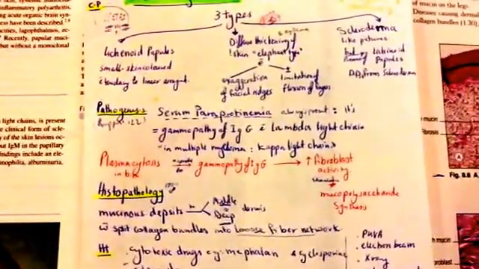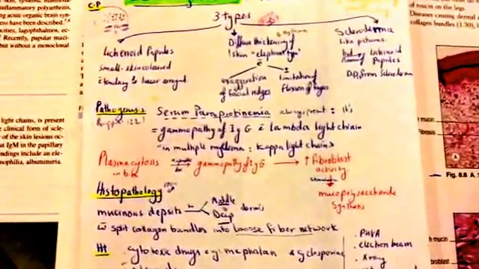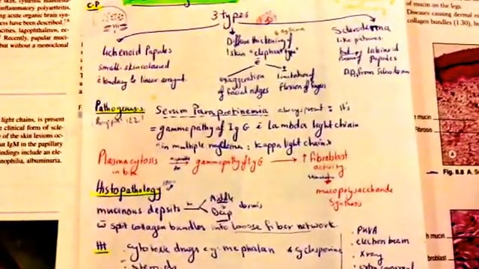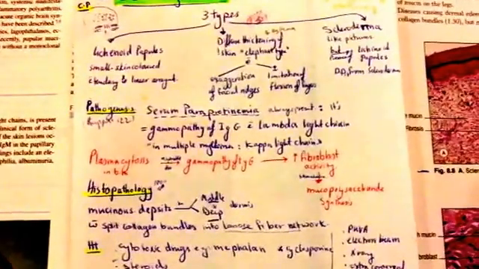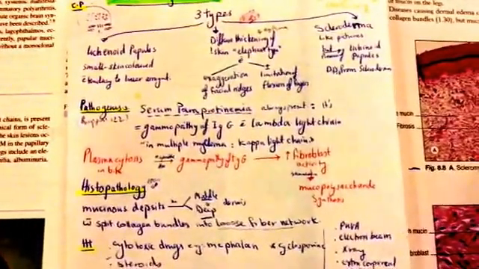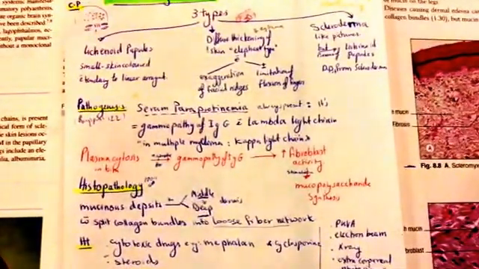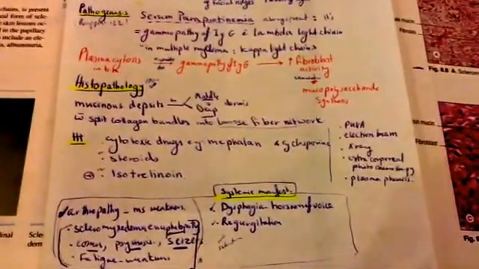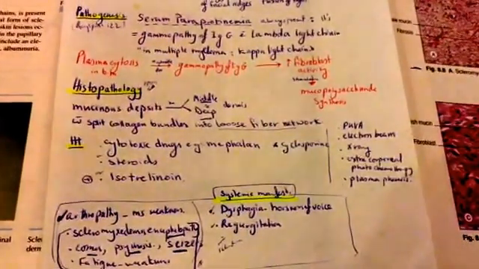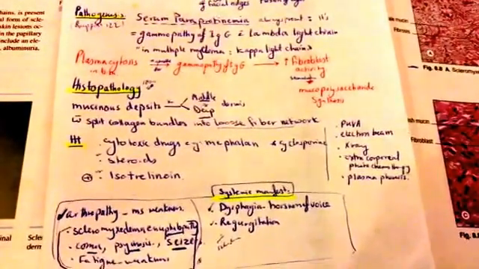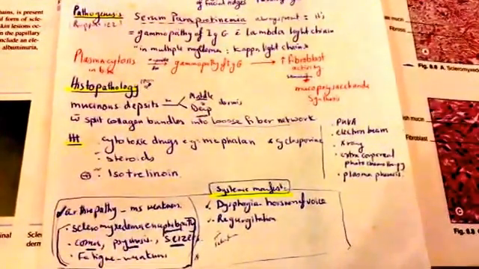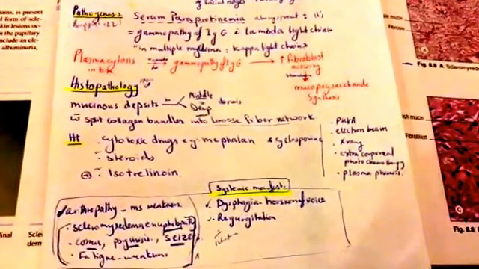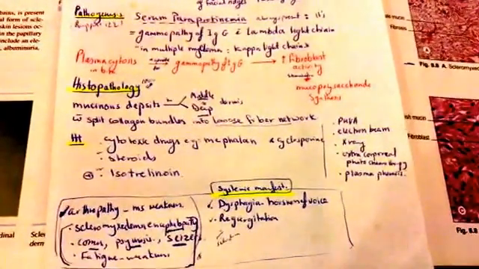So the pathogenesis of scleromyxedema is serum paraproteinemia, always present. It's a gammopathy of immunoglobulin G with lambda light chain, unlike multiple myeloma, which has kappa light chain. There is plasmacytosis responsible for this gammopathy of immunoglobulin G, leading to increased fibroblast activity and increased mucopolysaccharide synthesis.